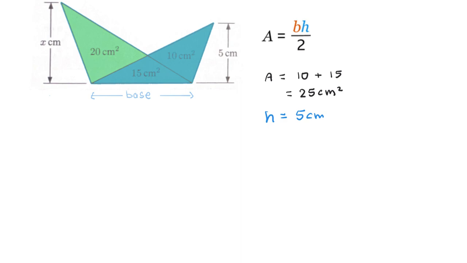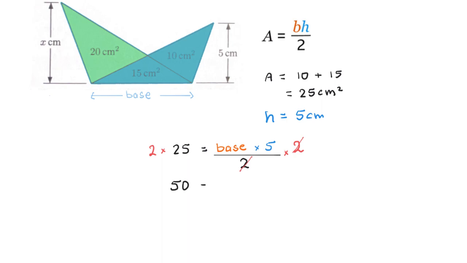Let's first just substitute. The area is 25. The base is unknown. And the height is 5 centimeters. And all of this is divided by 2. Rearranging this, what we'll do is we'll multiply both sides by 2. And therefore we'll eliminate the 2 on the right hand side, but we need to multiply 25 by 2, and that'll be 50.